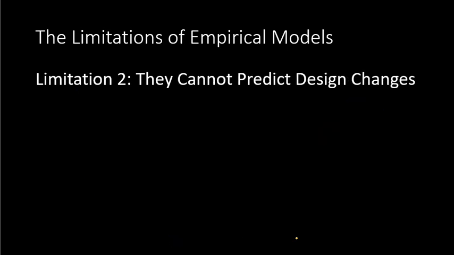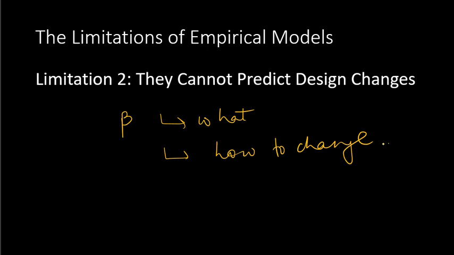Another limitation we are talking about is that they cannot predict design changes. Say we want to build a transistor with a high current gain of beta. An empirical model tells us the value of beta, but it cannot tell us what determines beta or how to change it. Without understanding the device physics, the model cannot guide the design process.